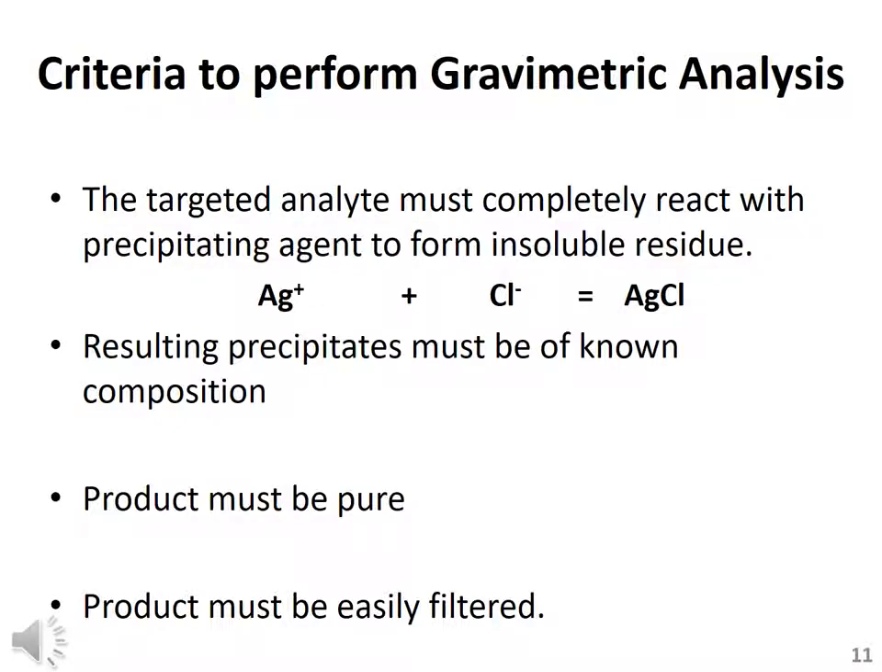And the third important criterion is that the product must be pure. No impurities, no contamination should be there with the precipitates. That precipitate must be in the pure form, and that precipitate must be bigger in size and less in number. If they are less in number, they have a bigger size, they will have a less surface area, and the precipitate will be more durable in the mother liquor.